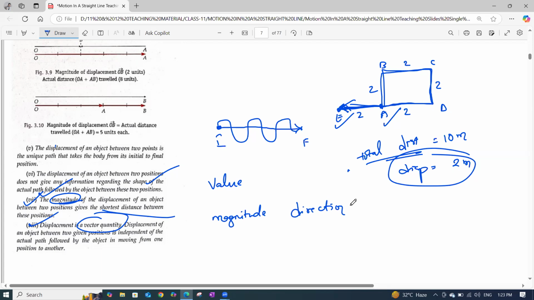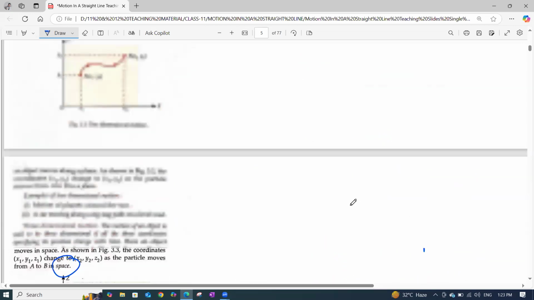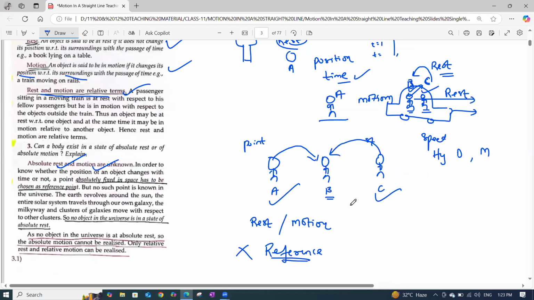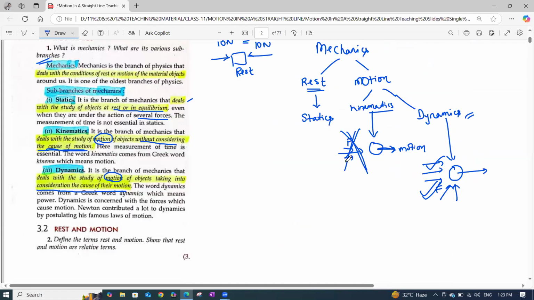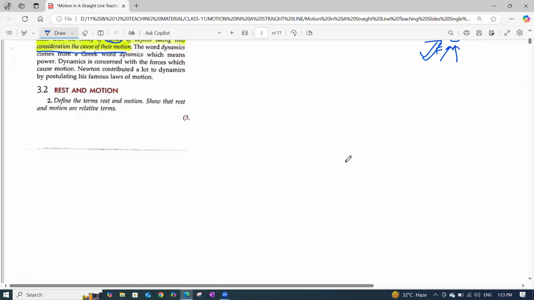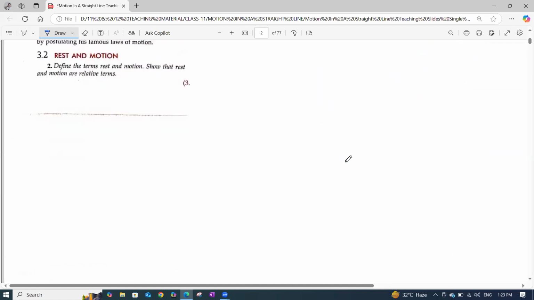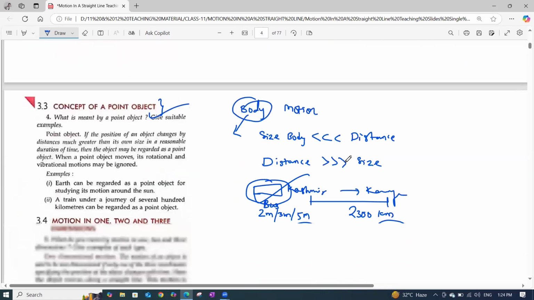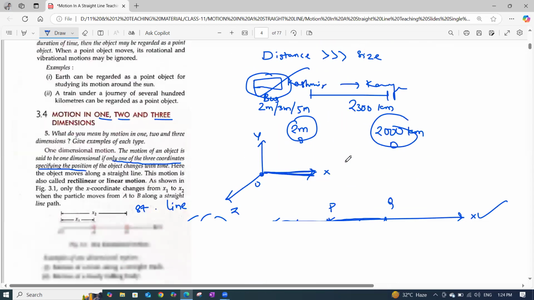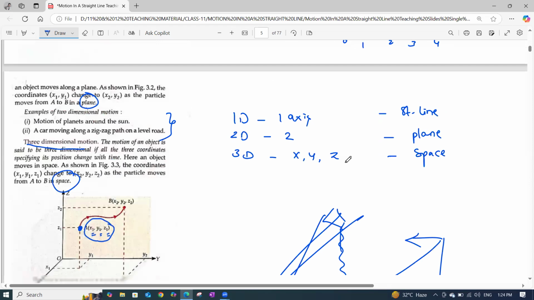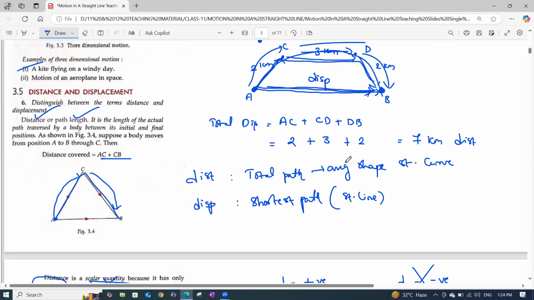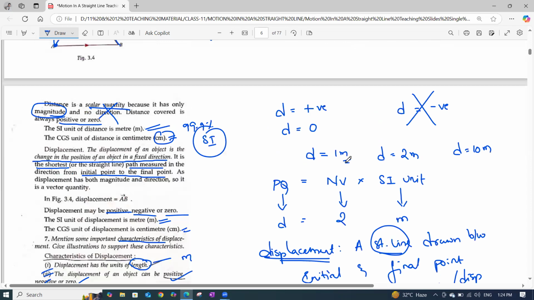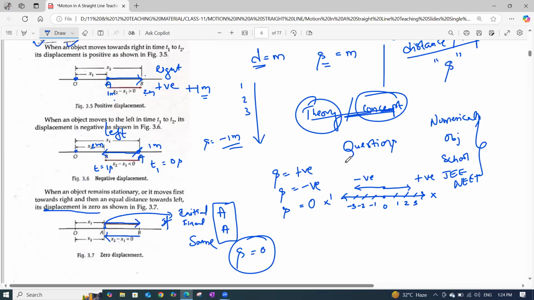So regarding all these, we are going to study in further classes. In this class, there is only the basics. We have studied what is meant by mechanics, what are the branches in mechanics: statics, kinematics, and dynamics. These are the three branches. If a body is not changing its position with respect to time, it is rest. If a body is changing, it is motion. And then what is meant by point object, and what are the three types of motions you can observe: 1D, 2D, and 3D, and distance, definition, displacement, definition, and SI units we have studied, and characteristics of displacement.